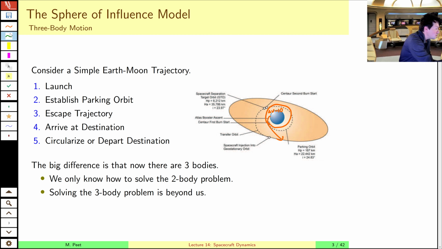Maybe I'll make it a new color. Do a delta V burn to escape. So you reach escape velocity. And that means essentially that you'll leave the sphere of influence of the Earth. So that's the part where you're leaving the sphere of influence of the Earth.